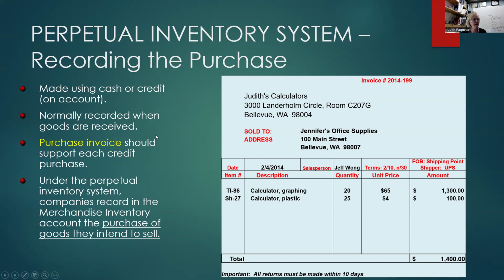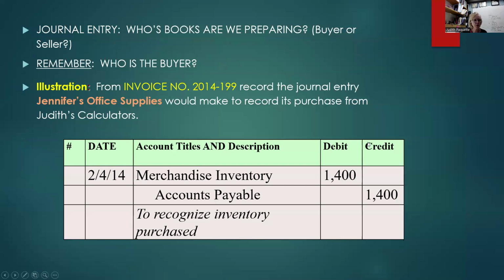So Jennifer is buying from Judah. We are doing Jennifer's books. So Jennifer is the company in the middle, and they're buying from a supplier. That means what? Accounts payable. So we buy, it costs $1,400, and you don't have to put the word merchandise, but just be consistent. You can say merchandise inventory or just inventory, but use one or the other. Debit merchandise inventory, credit accounts payable.